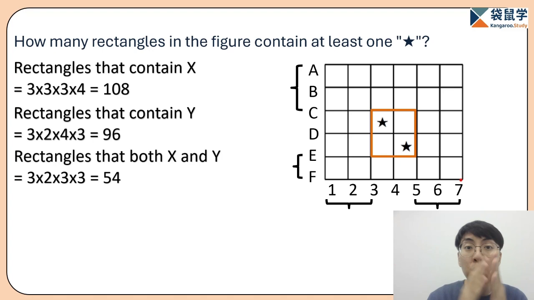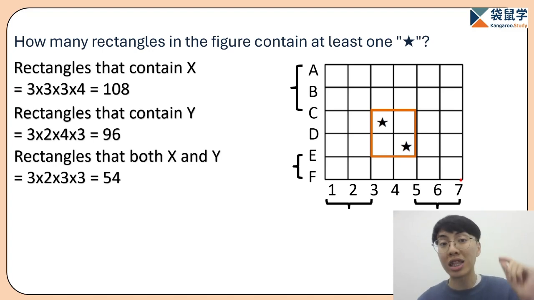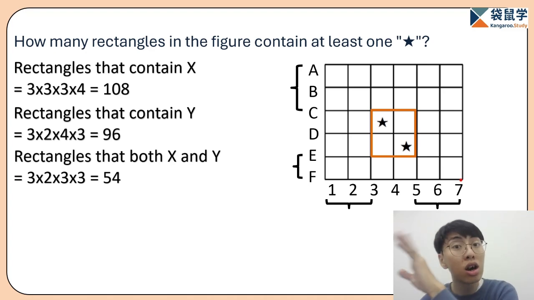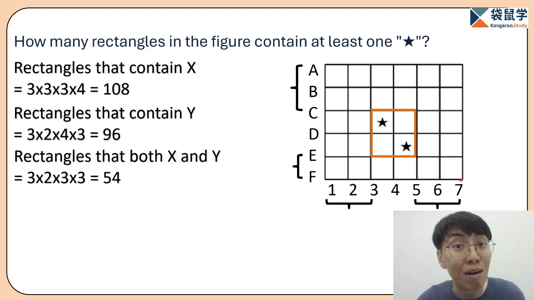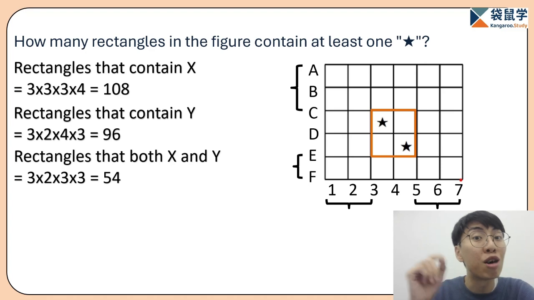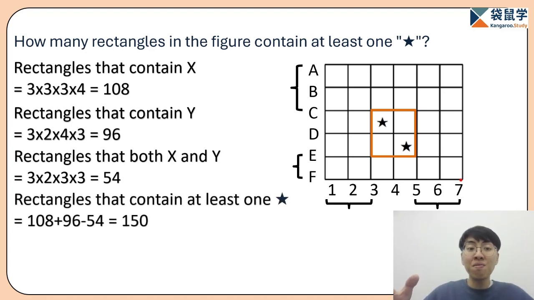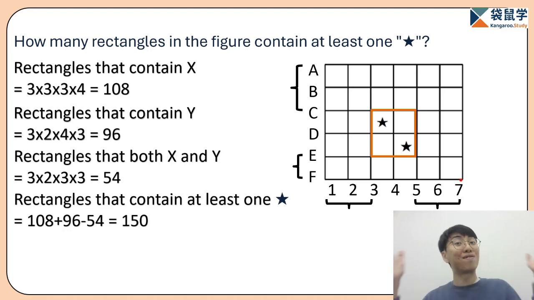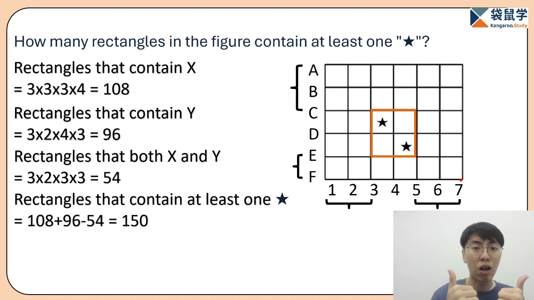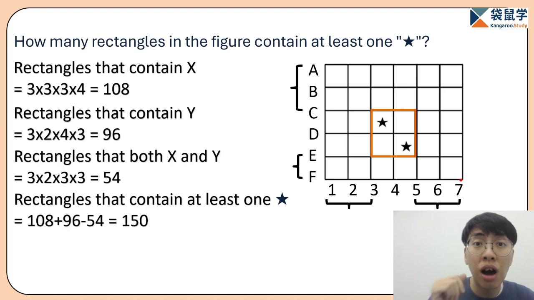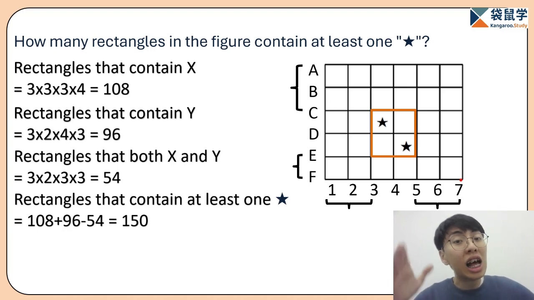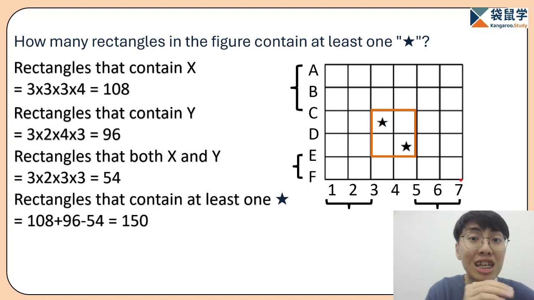So what do we get at the end? For those rectangles that contain only x, only y, and then we subtract those overlap parts, which is both x and y, to get our answer of 150. Yay! We have reached our answer. Fantastic. Then that seems to be all for this question, where we use the hashtag method to solve this question.